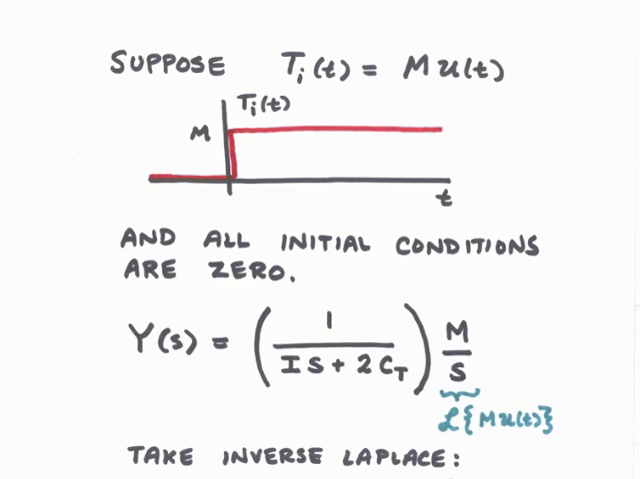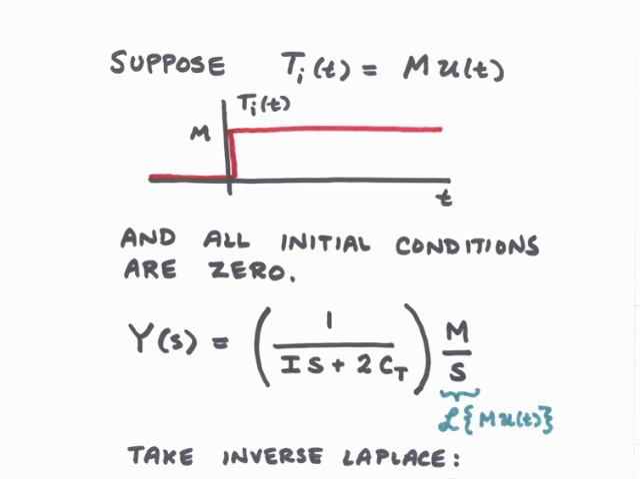Let's look at the zero state response of this system. So we're assuming that the rotor starts off with 0 angular velocity, and then we're going to apply an input. And our input in this case is a constant torque starting at time 0. So this is an input which is a step.